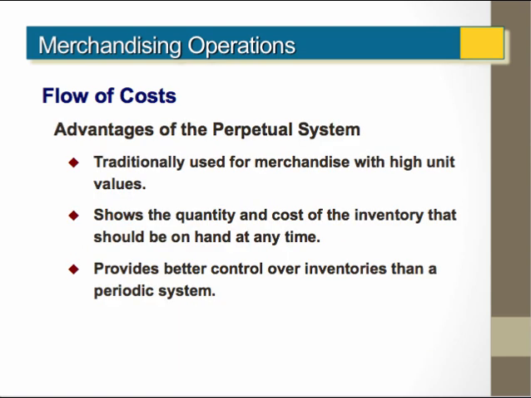The advantages of the perpetual inventory system: we can keep track of a large amount of inventory all at the same time and know exactly the quantities and the cost of the inventory on hand at any given time. By doing so, we can control the inventory, and we also know where all our inventory is at any given time.